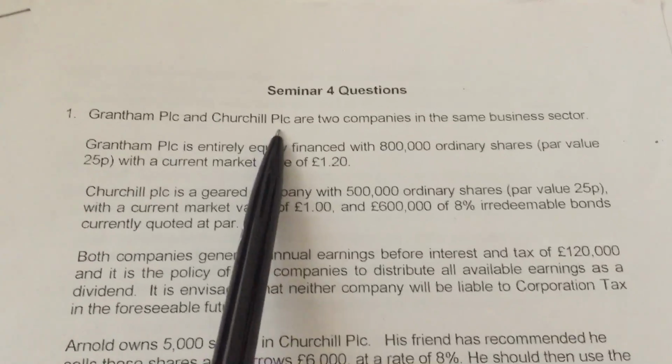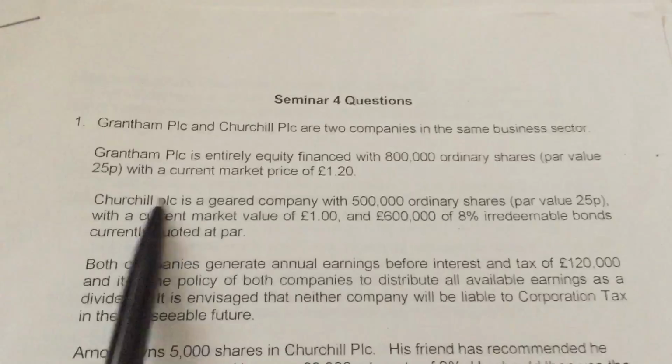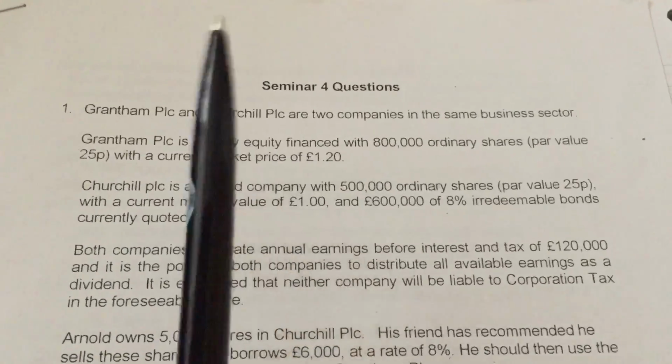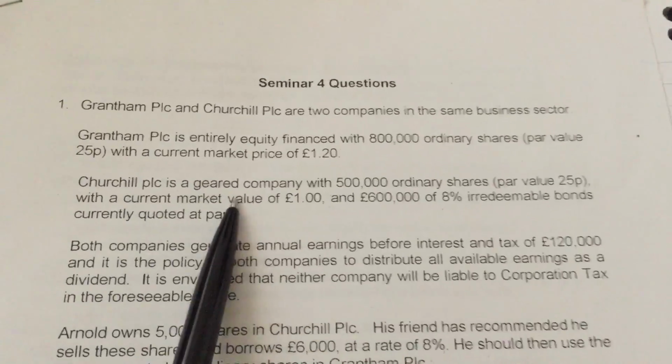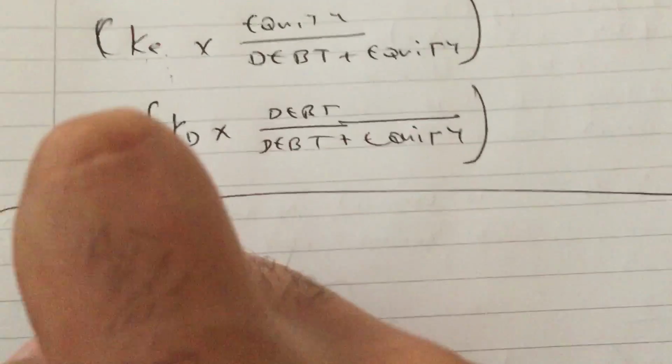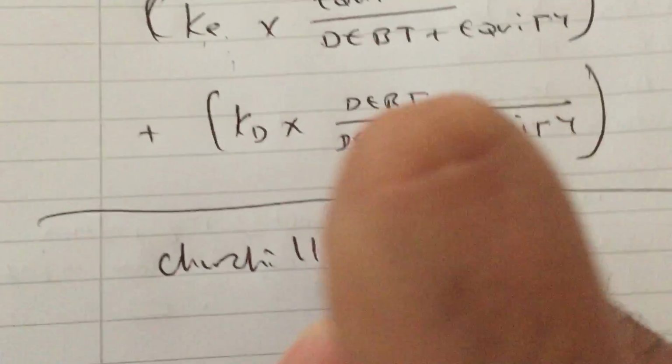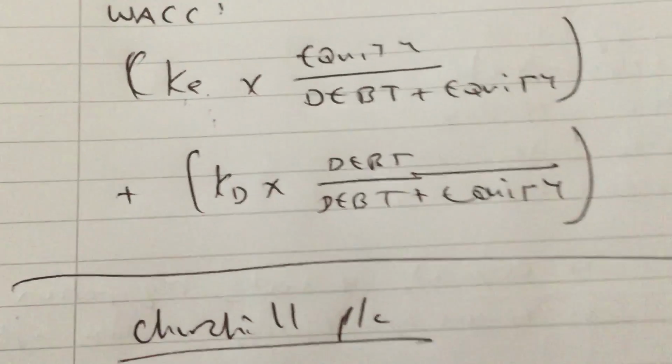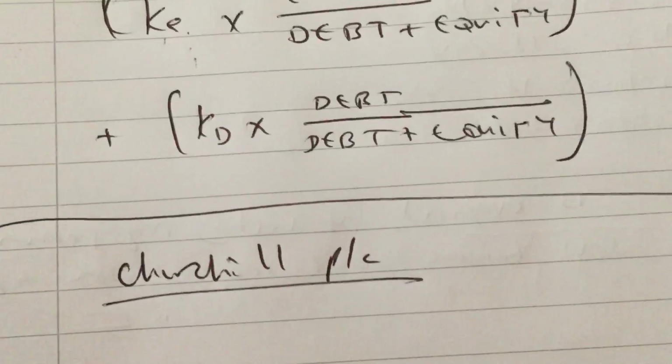So okay, there's two companies, Grantham PLC and Churchill PLC. Let's look at Churchill first, because Churchill has debt. Grantham is actually really simple. Churchill PLC has debt, so we'll look at them first. Okay, we want to work out their cost of equity.